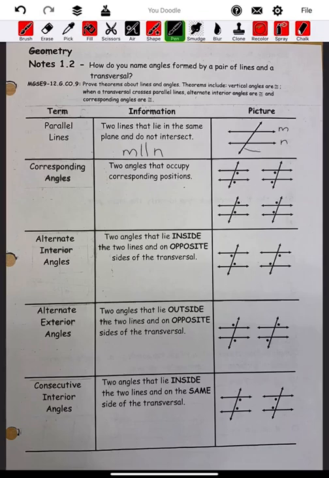But here I want you to put in this box transversal. So this is the line that crosses the two straight lines. It's a diagonal line that goes on top of the two straight lines. So those two are parallel because we're told they're parallel.